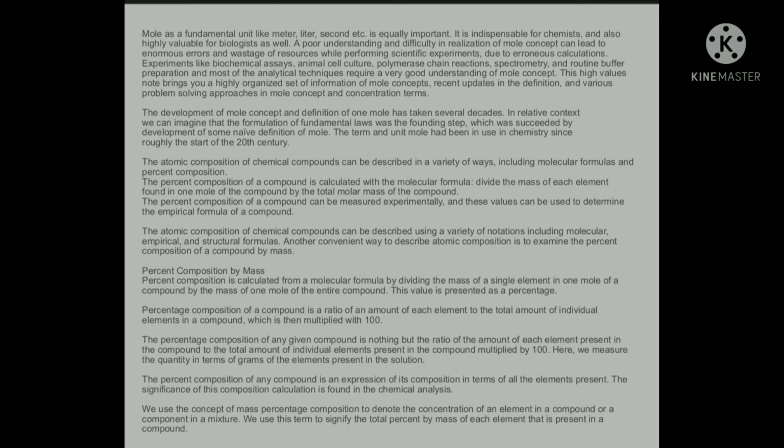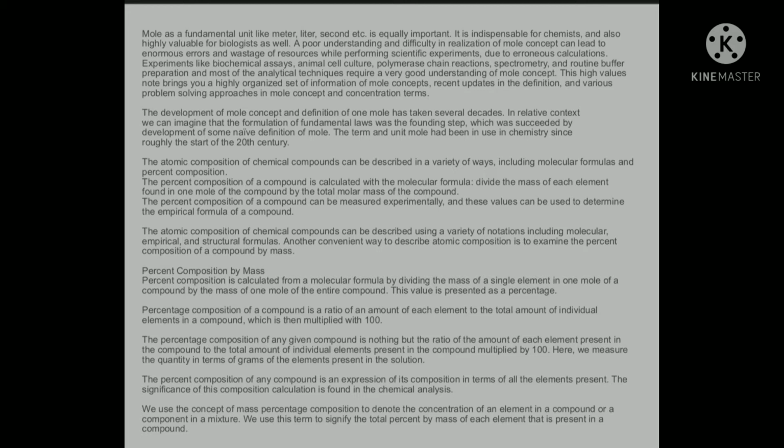The atomic composition of chemical compounds can be described in a variety of ways, including molecular formulas and percent composition. The percent composition of a compound is calculated with a molecular formula. Divide the mass of each element found in one mole of the compound by the total molar mass of the compound. The percent composition of a compound can be measured experimentally, and these values can be used to determine the empirical formula of a compound.